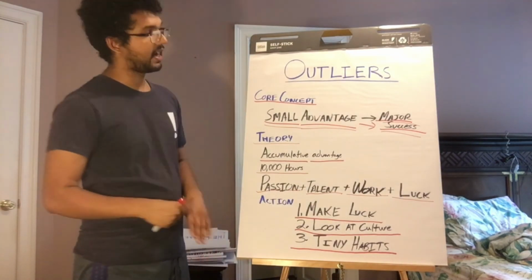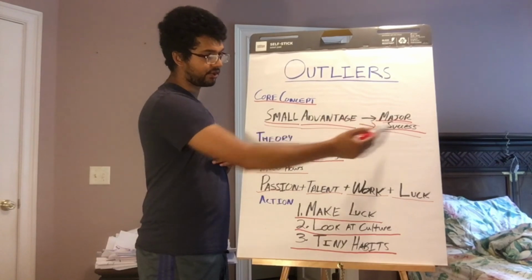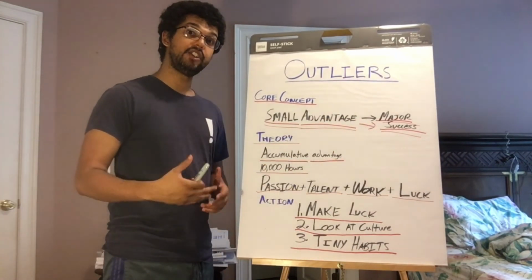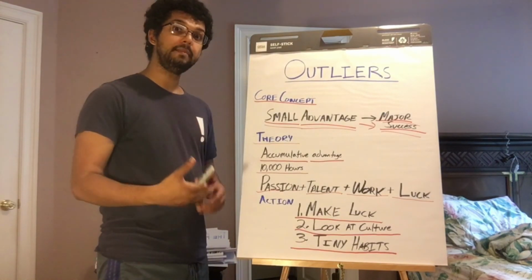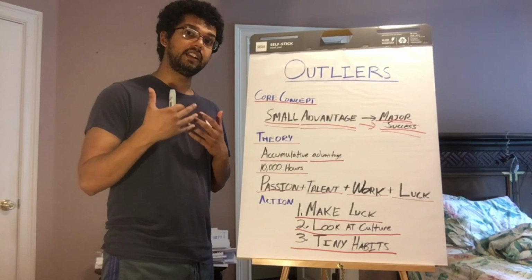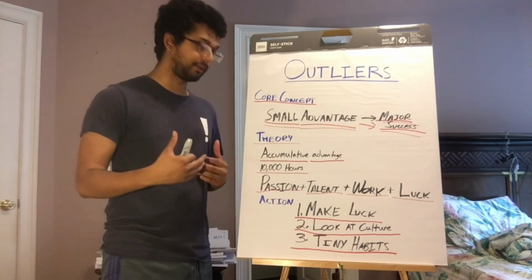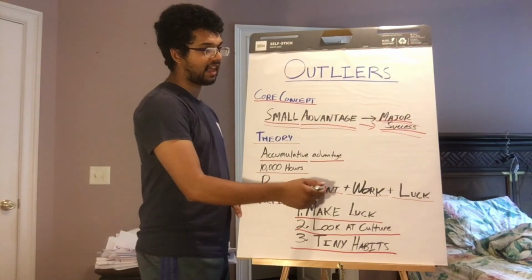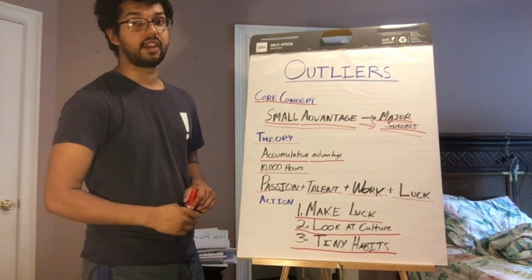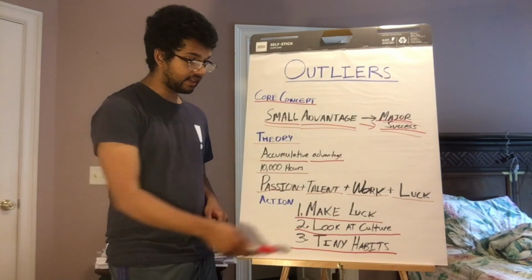So that's the basic idea of this book. Small advantages, major success. The idea is called accumulative advantages. Advantages accumulate over time and space. 10,000 hours is the average that an individual needs to become an expert in his field. Passion plus talent plus work plus a little bit of luck. That's what creates success in every field. And then you have my 3 action steps.